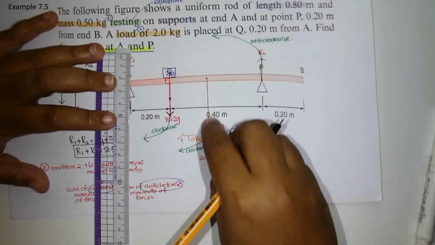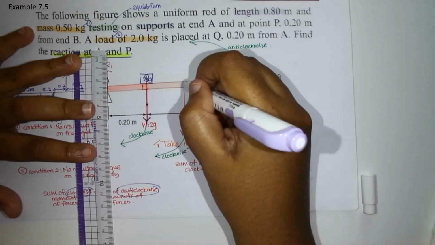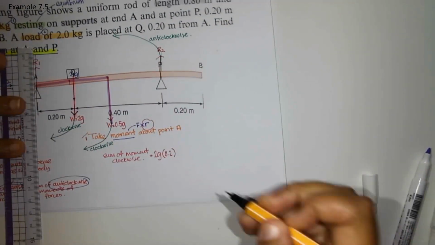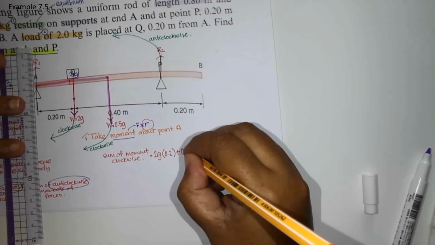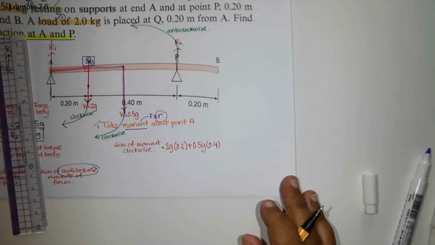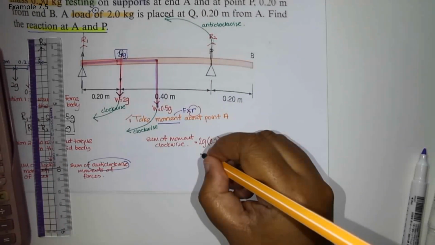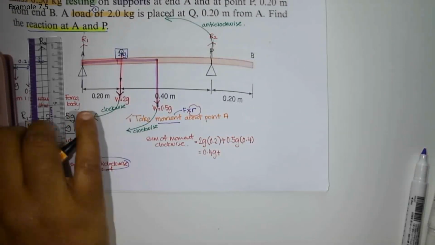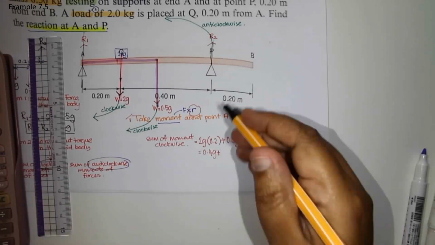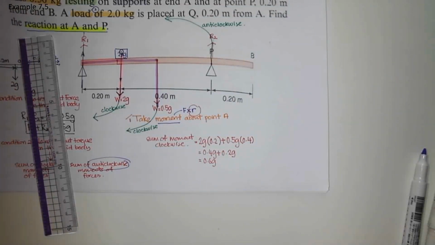Then the next one is this and this. I take another color pen. I take moment, force, and perpendicular distance to the place where I take the moment. It will be 0.4. So plus 0.5g times 0.4. Alright, so I already got 2 clockwise. If I solve this, this one will be 0.4g plus 0.2g, which will be 0.6g. If you want to times with 9.81, you can go ahead.